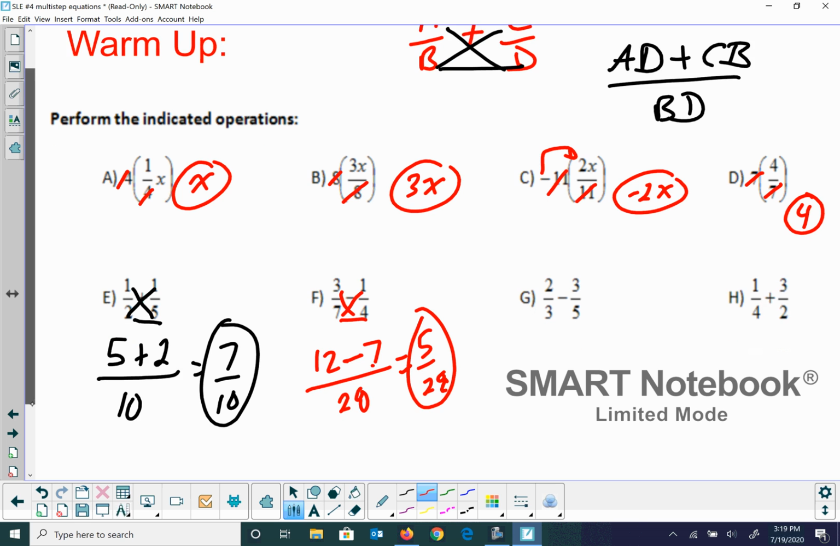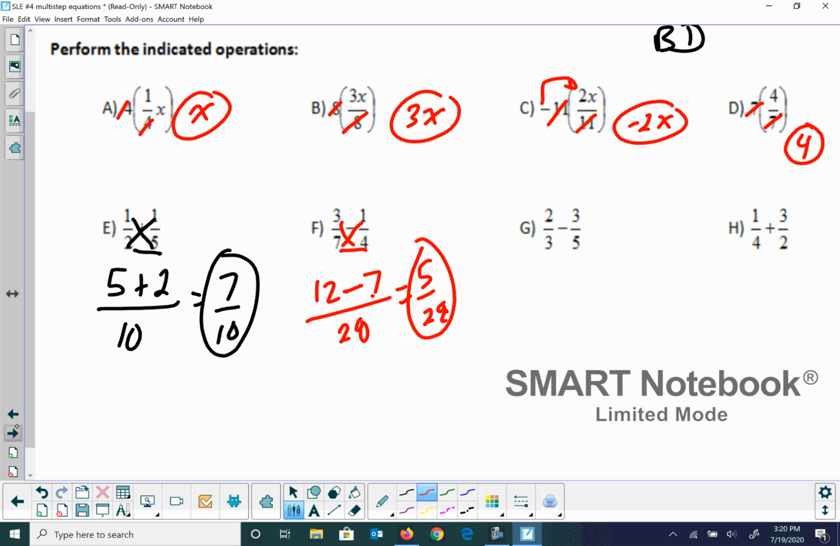I apologize for your elementary school teachers that didn't teach that way. Keep doing it. Cross it. 2 times 5, 10. The minus sign, so bring that down. 3 times 3, 9. Over 3 times 5, 15. 10 minus 9 is 1, so I get 1 over 15. Done. Wait, that's so much easier than I've ever seen before.